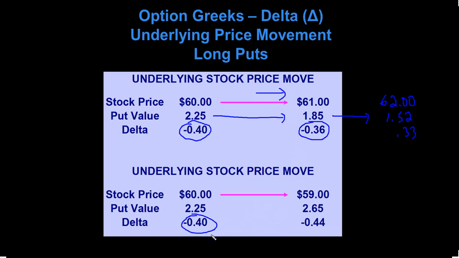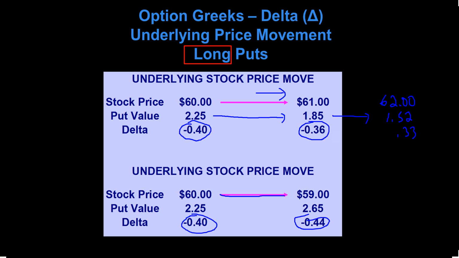Notice here I've got a delta of minus 40, and then here it goes to minus 44 because it's moving down in my direction. So the key takeaway is when you are long an option contract, whether it's puts or calls, it does not matter, you make money at an accelerating rate, meaning it's moving in your direction.